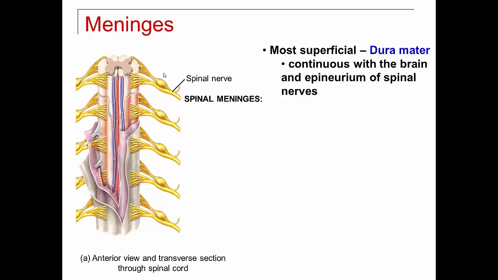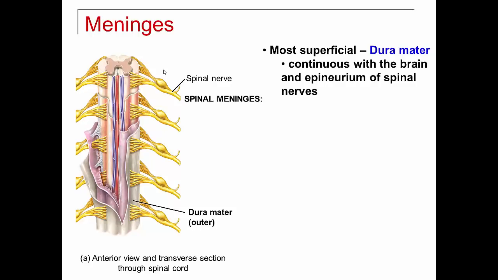The dura mater is the most superficial of the meningeal layers. It's made up of dense, irregular connective tissue. It's also the thickest and strongest of the meningeal layers. One thing that's different about the dura mater and the spinal cord compared to what you see with the brain and the cranial cavity is there's actually a space between the dura mater and the bone. Specifically, the connective tissue on the surface of the bone called the periosteum.